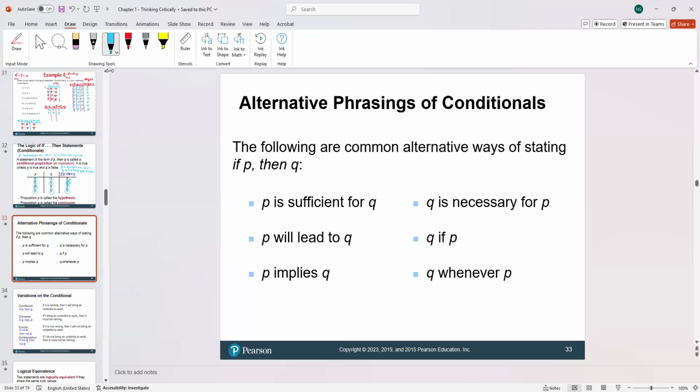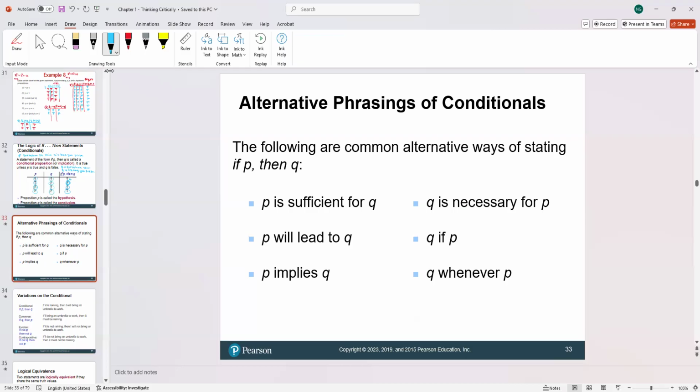Here are more examples. If you are in Denver, then you are in Colorado. If you are in Danielson, then you are in Connecticut. If you are in Providence, then you are in Rhode Island. If we rephrase it, being in Providence is sufficient for being in Rhode Island. But it's not the case that because you are in Rhode Island, you are in Providence.